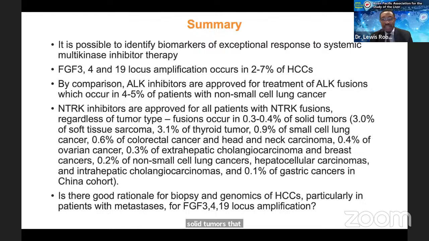And so the question that I think that raises is, is there now good rationale for us as hepatologists and oncologists taking care of patients with HCC to biopsy and perform the genomics of and copy number alterations in HCCs, particularly in patients with metastases, for locus amplification at the FGF3/4/19 locus in order to take advantage of the potential for exceptional response.